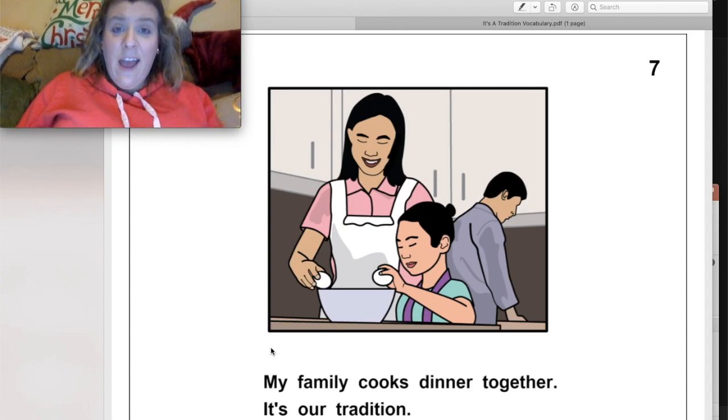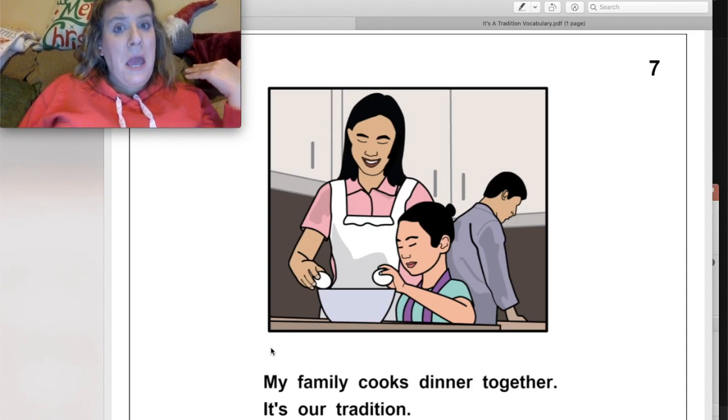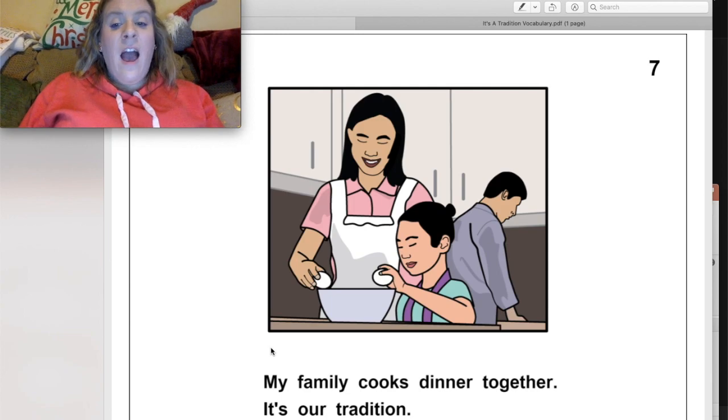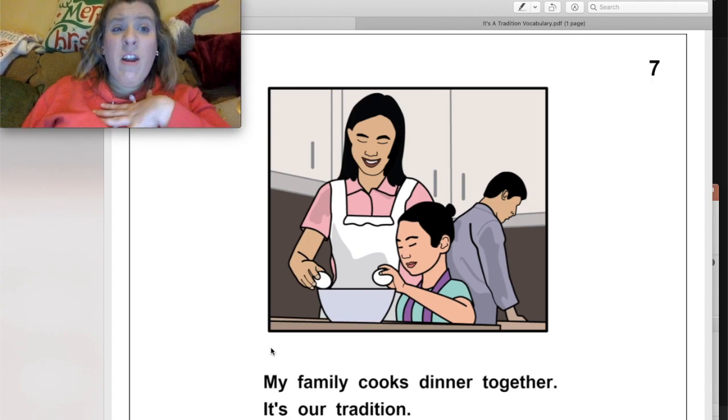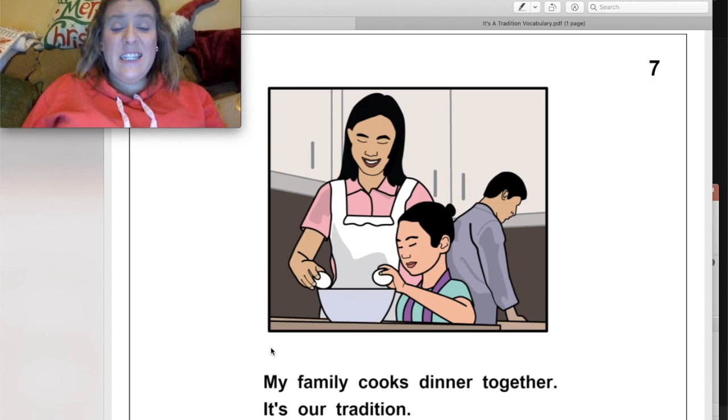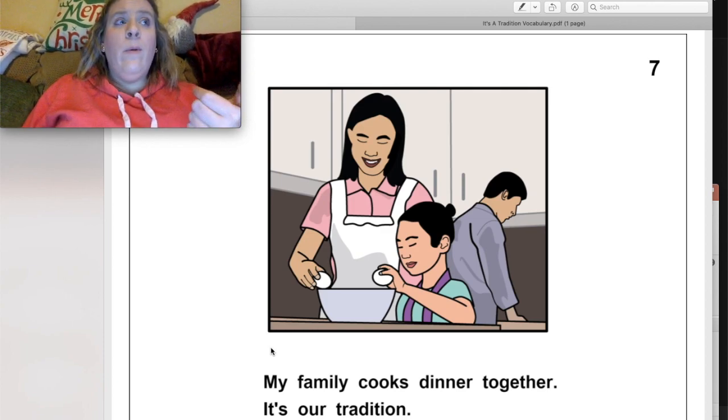You guys may help out in the kitchen, or you might hang back and let other members of your family cook. That's okay. It's your tradition. I would love to hear if your family does do a special dinner together, what you guys like to make. I know in our classroom, and we can't really do it this year, we would always make a big Thanksgiving dinner together. We would also bake a lot of holiday cookies, which we can't.